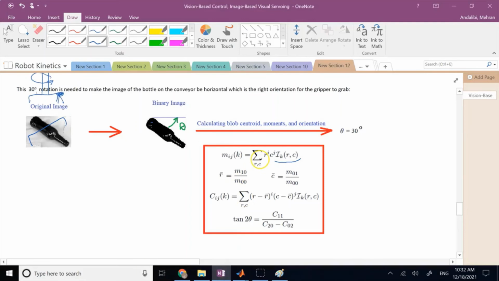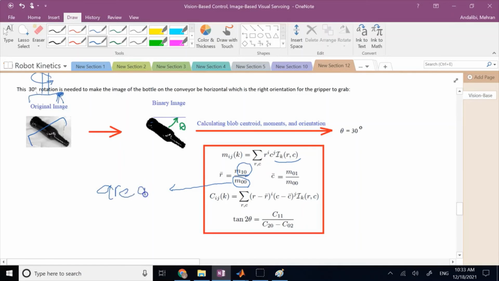Now, for different i's and different j's, it has different meanings. So if you find moment 1, 0, and divide it by moment 0, 0. What is moment 0, 0? Moment 0, 0 means the powers are 0, so it's going to be really 1, with adding all the pixels together. So what does it really mean? It means adding all the pixels of the blob together. So this M00 is really an indication of the area of the blob.